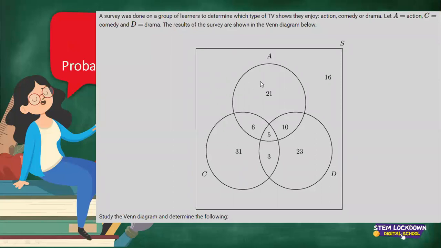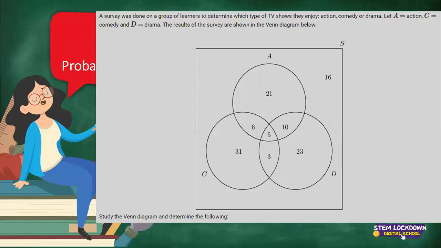The probability of A and D: 10 is A and D, also 5 is A and D. 10 is found in A and D, also 5 people are found in A and D. So the number in A and D is 15. So the probability of not A and D will be 1 minus 15 over 115.